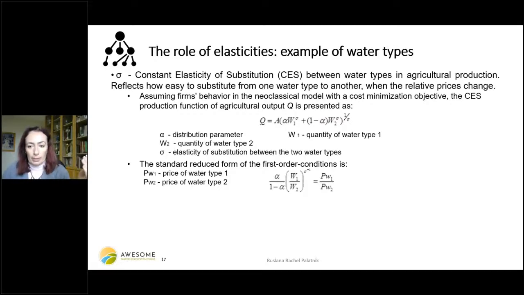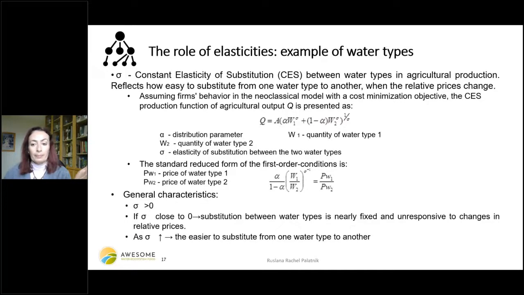became more expensive, right? So the question is how the producer, in this case, the agricultural production firm, how will he respond to this change in relative prices? Is he or is she able to use the water type that is cheaper? This is what the elasticity sigma stands for, okay?